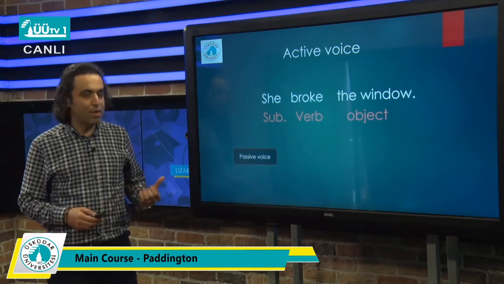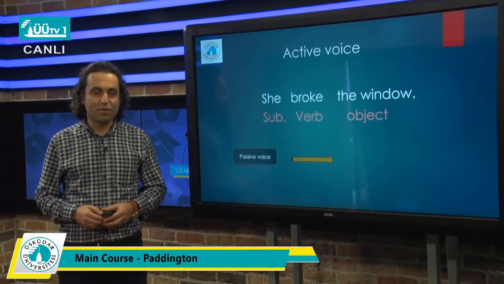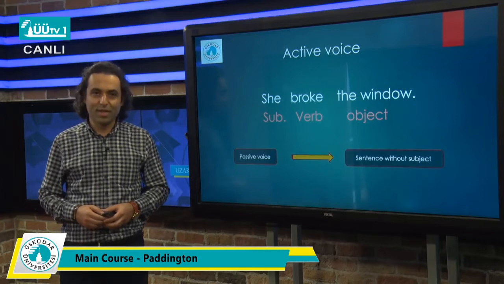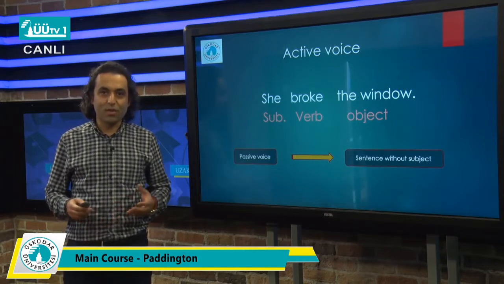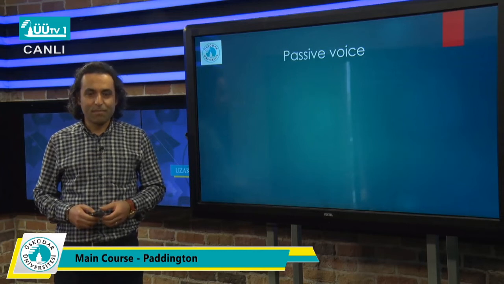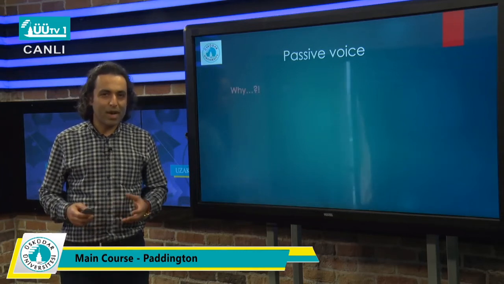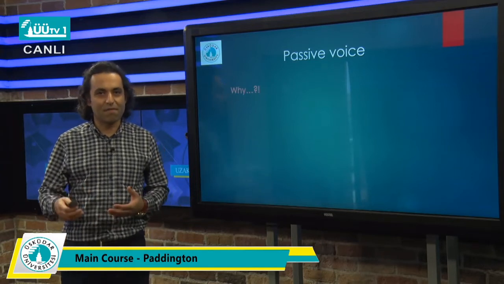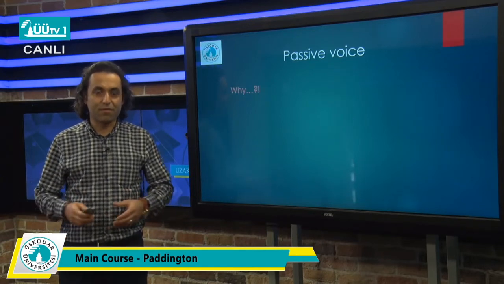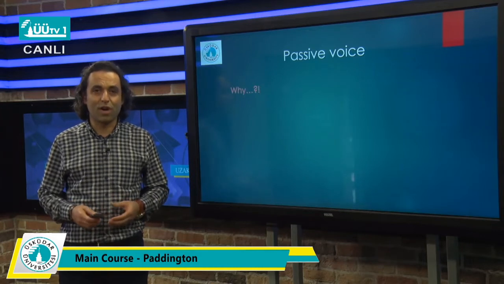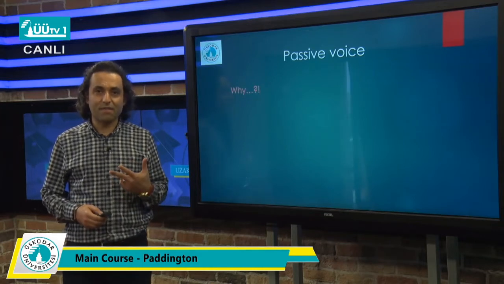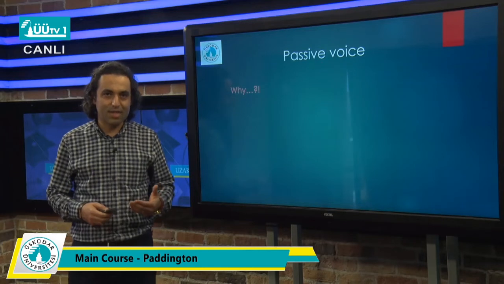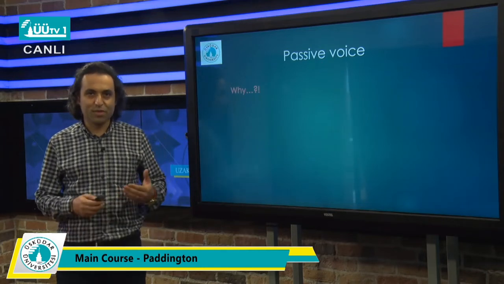Therefore, if we want to make a passive voice sentence, we should delete the subject. So passive voice is a sentence without a subject. But the question in your mind might be, why do we need passive voice? What's wrong with active voice? We have a subject, a verb, and an object, and it gives full information about what we mean to our audience. There are three different reasons that make us change a sentence from active to passive.